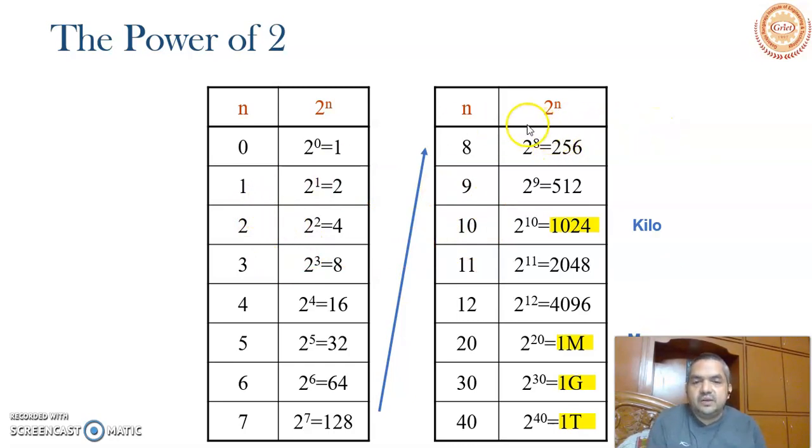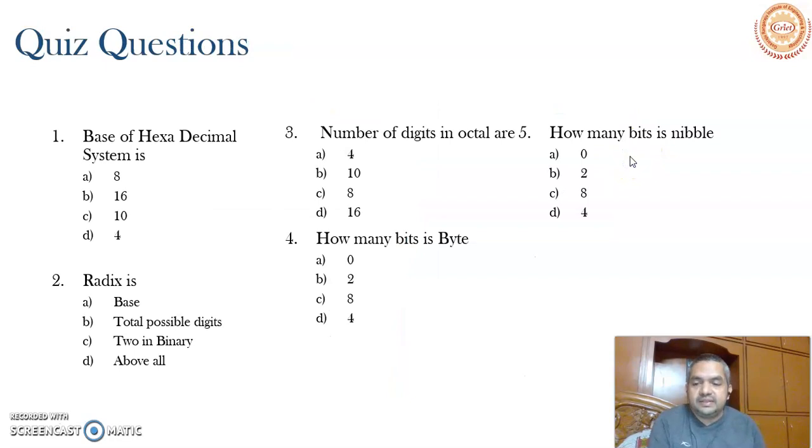Now in this session we discussed about 4 different number systems: decimal number system, followed by binary number system, octal number system, and hexadecimal number system. And these number systems are very much useful in the digital systems, and conversions are also required in this regard.